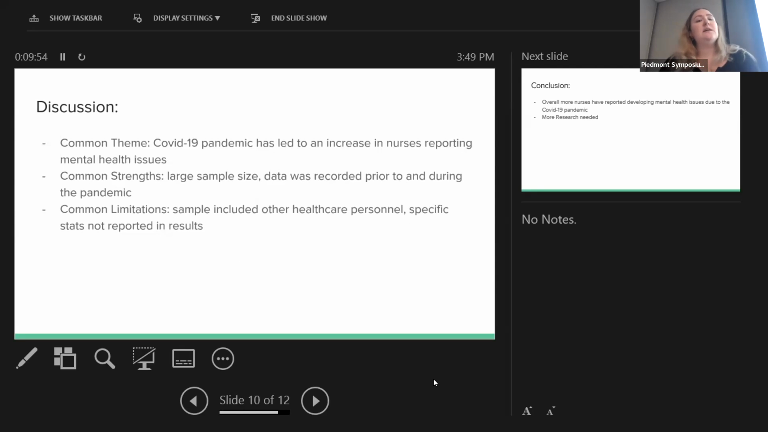Okay, so the common theme throughout my articles is, I feel like a broken record, that the COVID-19 pandemic has in fact led to an increase in nurses reporting mental health issues. The common strengths were that a lot of times there were large sample sizes in the studies, and that data was considered prior to and during the pandemic to get that statistical analysis. And then the common limitations were that the sample sometimes included other healthcare personnel, or that sometimes specific statistical values were not listed in the results.